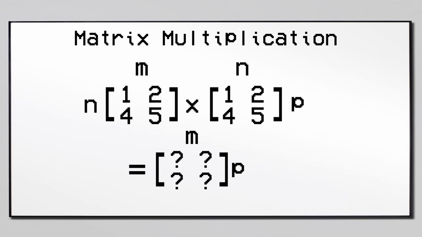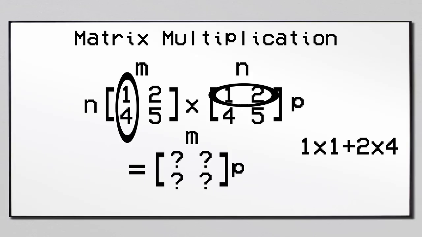Now let's begin going through the process of multiplying two matrices by each other. You must take all of the elements of the first row of matrix A and multiply them by all of the elements of the first column of matrix B. The sum of the products will get you the first element of matrix C.